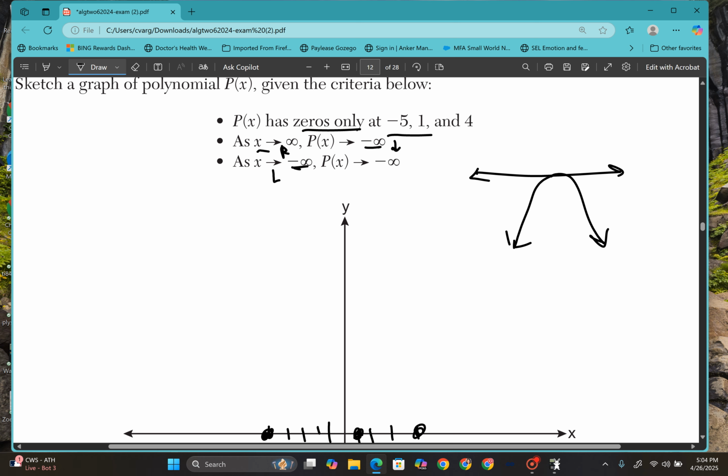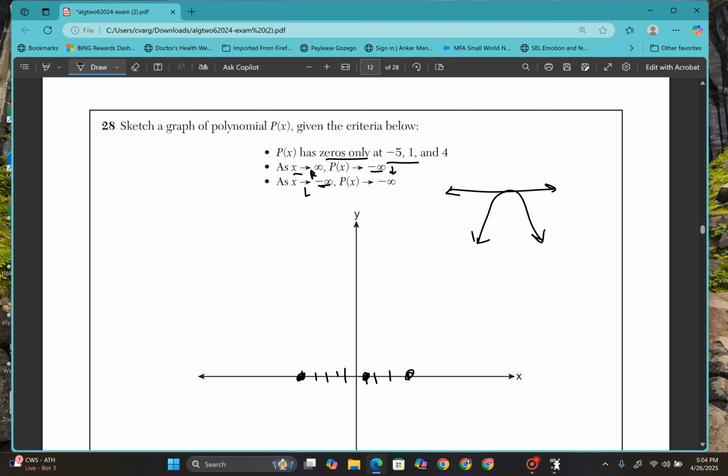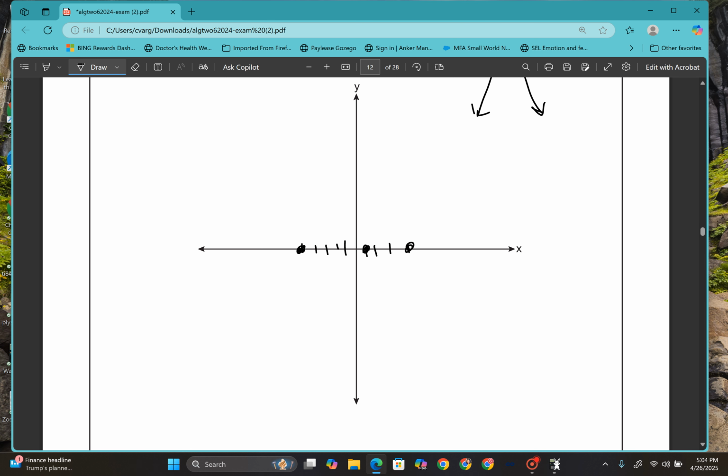So how can I take something like this and put it on a graph that has 3 zeros? Let's see. One thing we could do is say the graph looks something like this: it has to go down on the left, so it goes down, hits -5, and goes down like this. It comes up to 1, goes down to 4, and has to end going down. So this could be one representation of the graph.